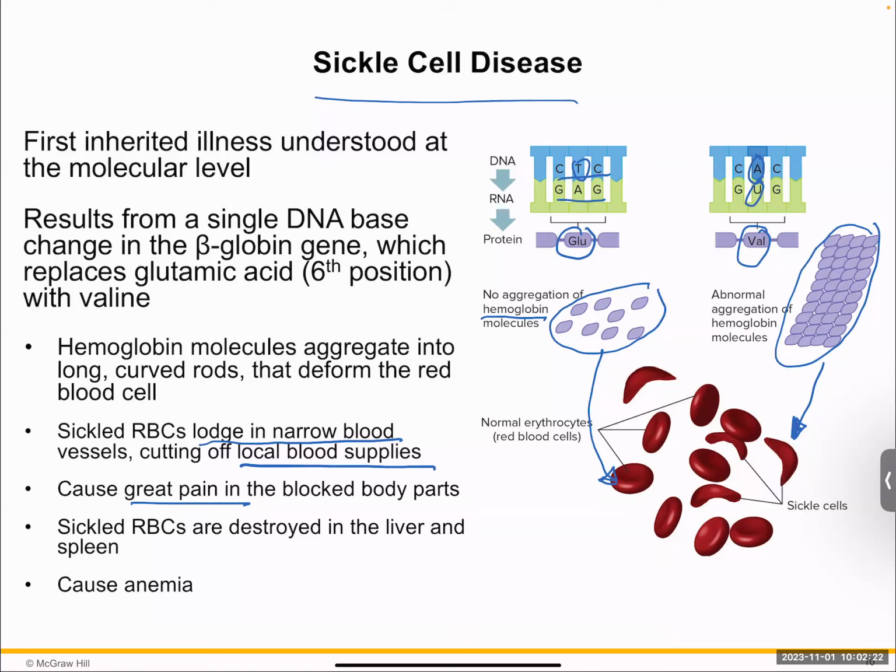And notice that these cells, because of their abnormal shape, get marked for destruction at a higher rate. Therefore, your liver and spleen are going to destroy them. When you destroy red blood cells at an abnormally high rate, you have a low red blood cell count, which is known as anemia. So anemia basically means low RBC count.